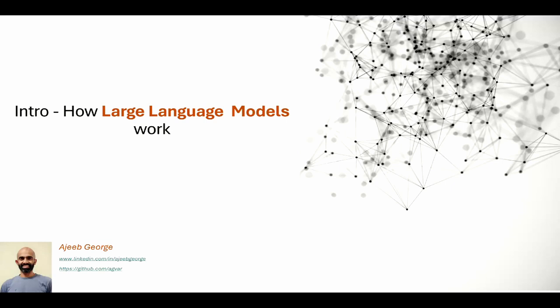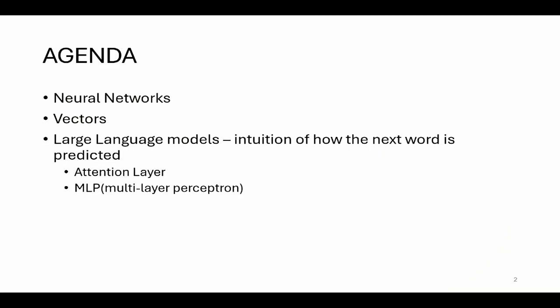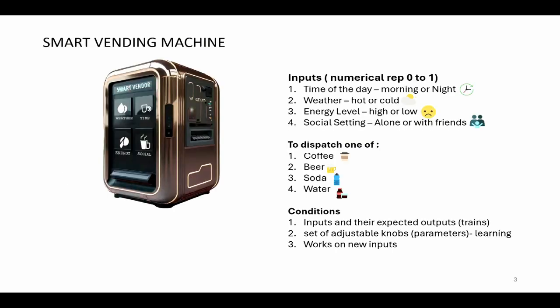So what we'll do today is try and create some kind of intuition, a kind of analogy that tries to explain this beast of large language models. We're going to go through some basic stuff that is the bread and butter of machine learning: neural networks, we'll look at vectors, and then we'll get into large language models. In large language models, we'll look at what is the attention layer and multi-level perceptron, right? So, be with me on this.